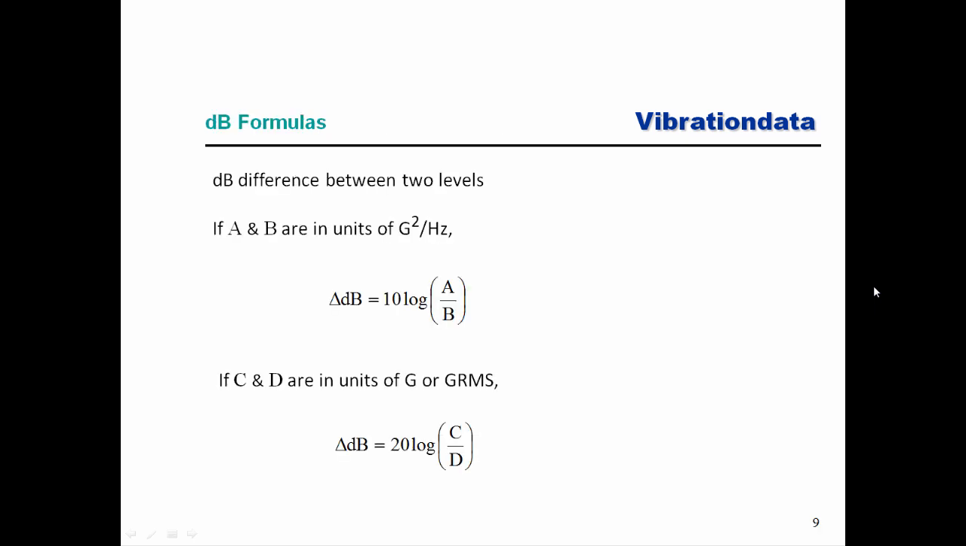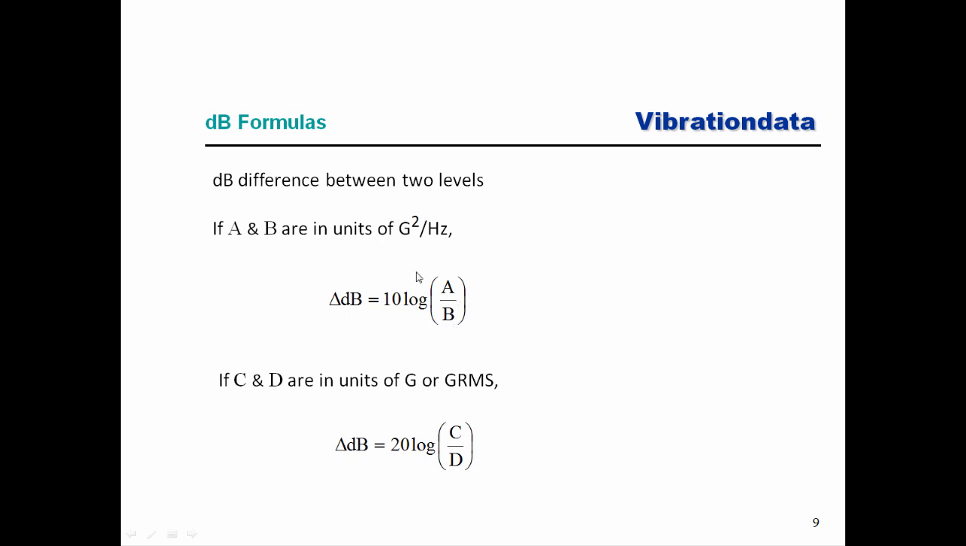Okay, let's talk about dB differences between 2 levels. We've already talked about this in a previous slide. So let's take two levels. These will be g squared per hertz levels. One is A and one is B. So the dB difference between those 2 levels is equal to 10 log, so base 10 log, A over B.